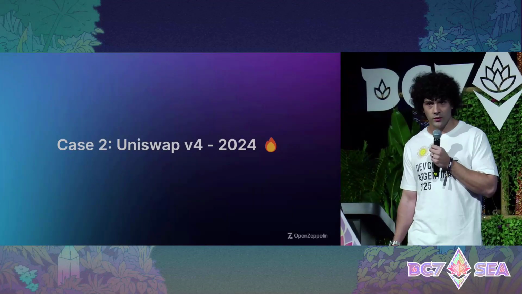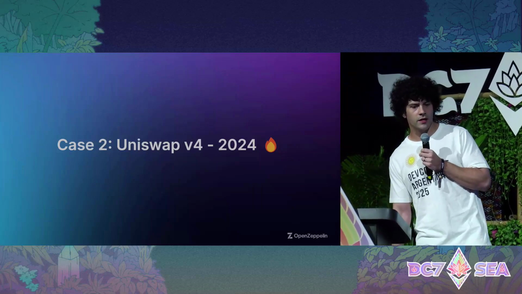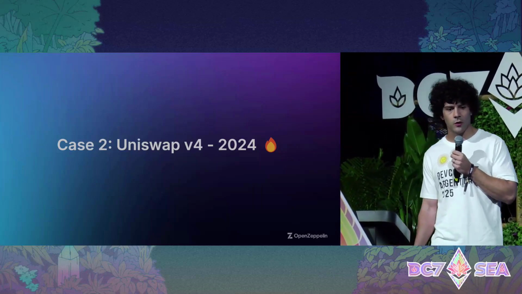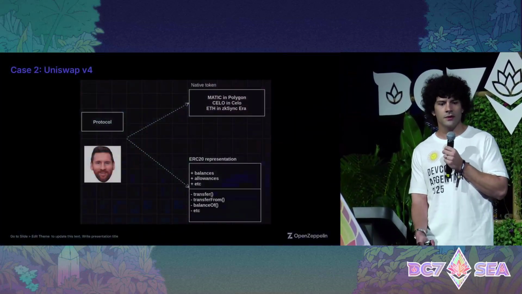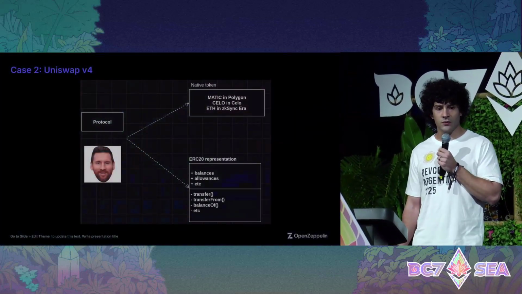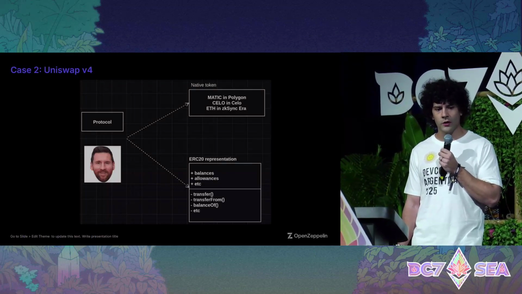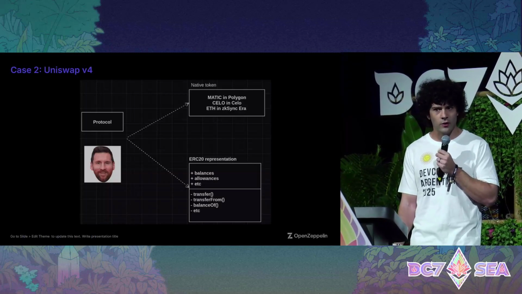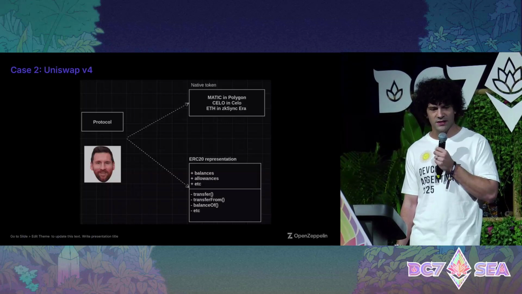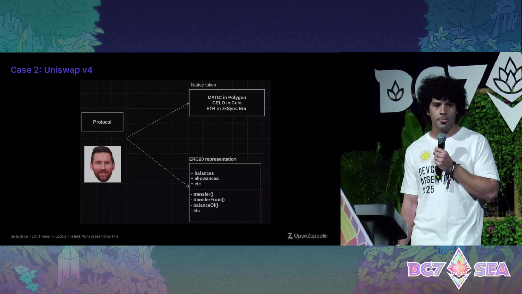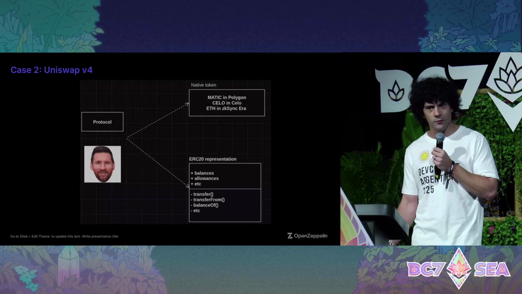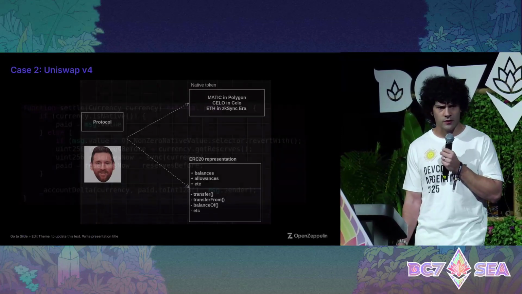Second case, 2024, Uniswap V4. We did an audit for the V4 core code, and we found that the case was with another representation of double entry points, which happens not when you have 2 addresses, but when you have a native token and an ERC20 representation of that token. And basically, users can interact with both at will, as well as protocols.